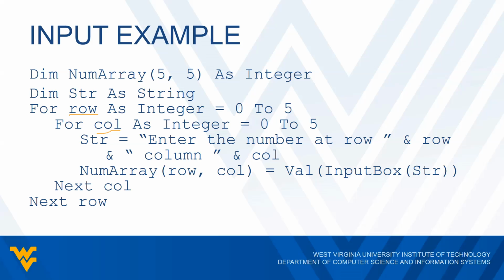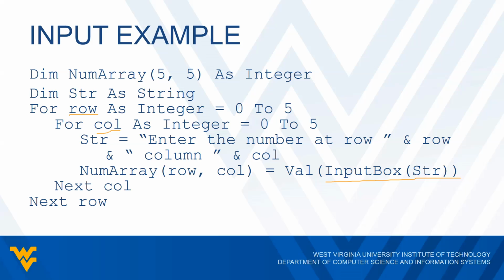So the way we're going to do this is we're going to create a string first, and this is going to be our prompt. So notice in the next line, we're going to take the string, enter the number at row, and then we're going to concatenate the row number, and then we're going to concatenate the word column, and then concatenate the column number. So for example, if this were the first iteration, this string would say, enter the number at row 0 and column 0.